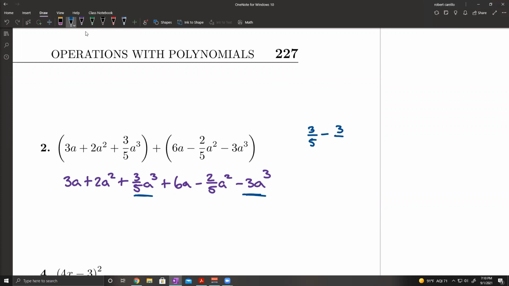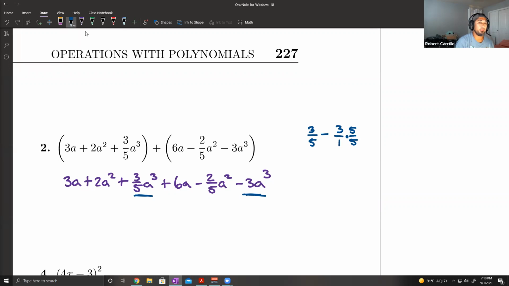Common denominator. Good. Put 3 over 1 and multiply by the common denominator of 5. This will give me 3/5 minus 15/5, which gives me negative 12/5. So that's what 3/5 minus 3 is. And that's going to go first on the next line. So it's going to be negative 12/5 a cubed.